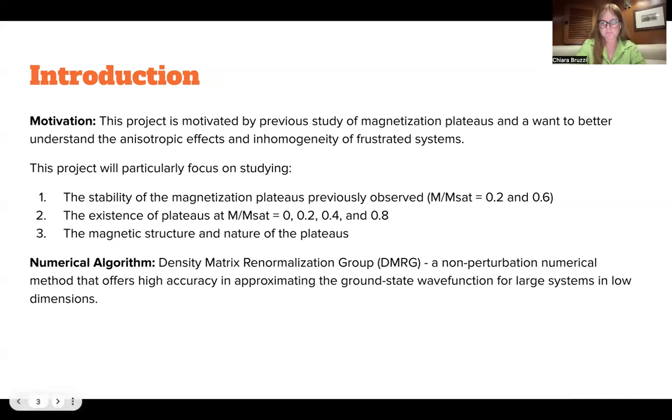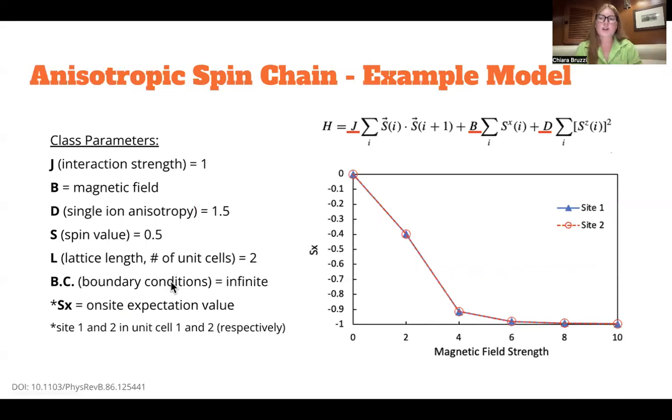So to start off the project, I looked at the anisotropic spin chain, which was just an example model. The Hamiltonian that was used is here. This is the formula, and this is just showing where the class parameters come from for the code, and the class parameters are used to mimic the behavior of the structure.